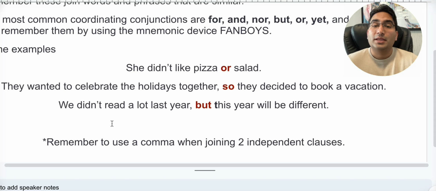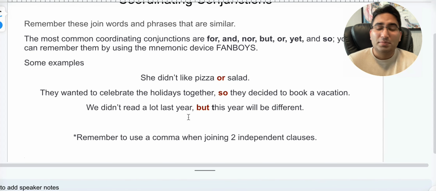And another example here is we didn't read a lot last year, but this year will be different. In this case, it's the opposite that I'm explaining. I'm saying this is what happened, but this year it's going to be different. So now it's the opposite. And then there are some others like yet and nor and which we discussed, for as well. Try to comment down below and make sentences using these words that are not here in the examples, and I'll tell you if you're doing that correctly or not.